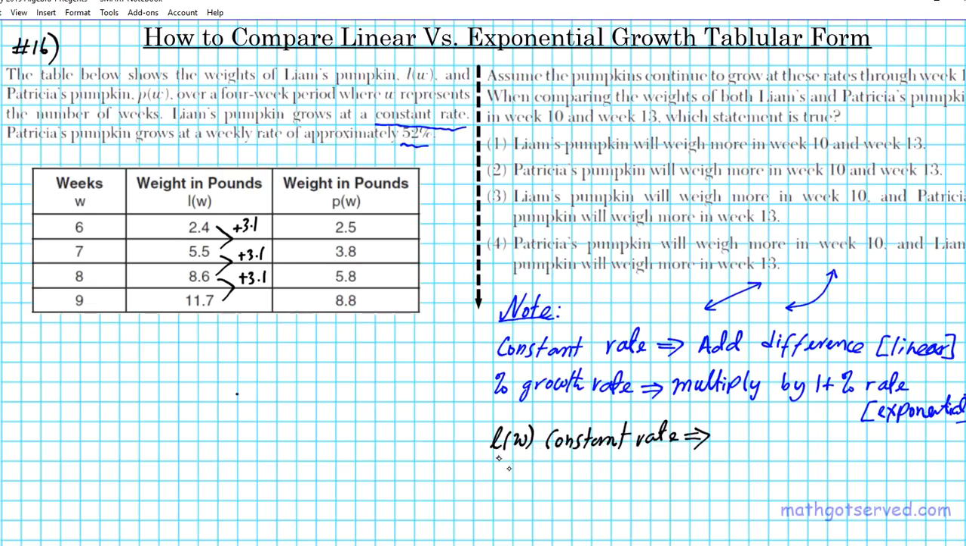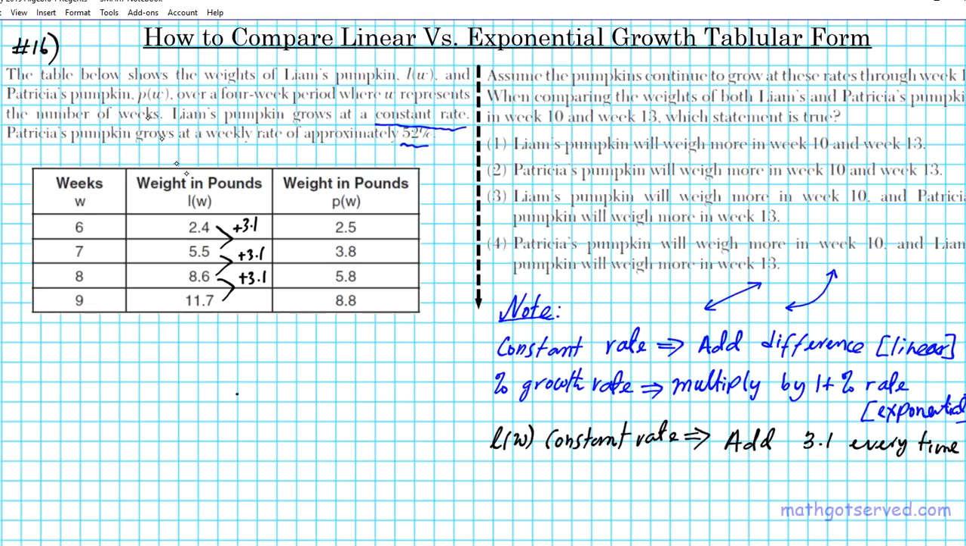Okay, so for the function L of W, what you do every time for the constant rate is you add the difference, which is what? 3.1. So add 3.1 every time. Alright, it is an additive relationship.